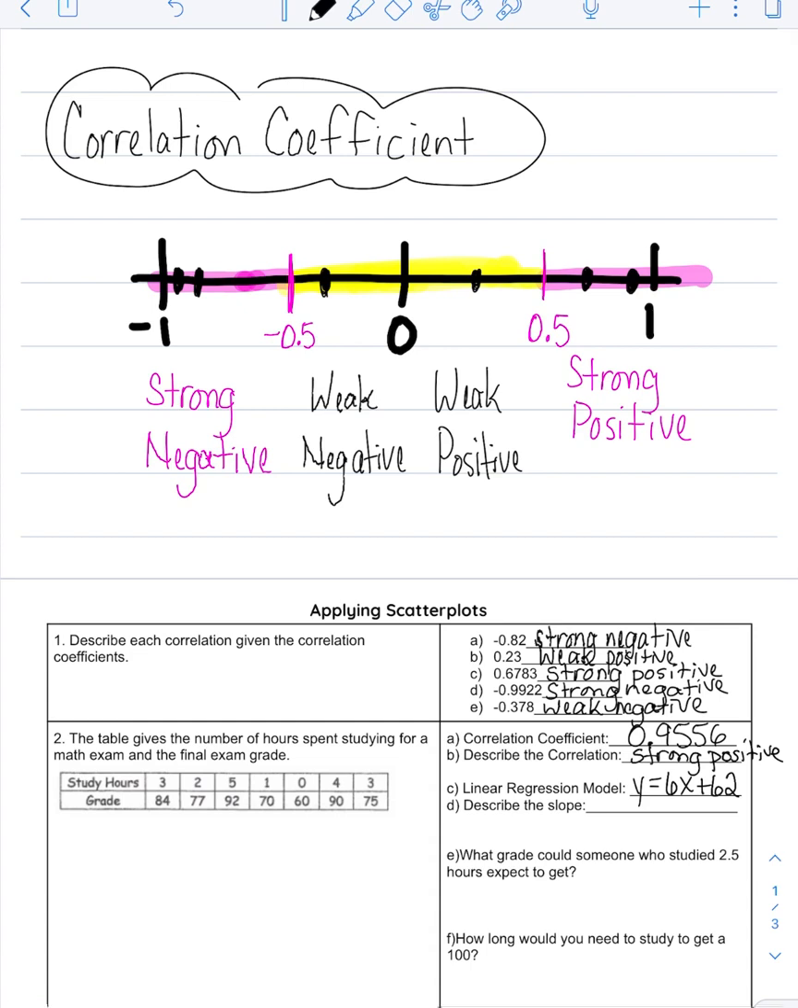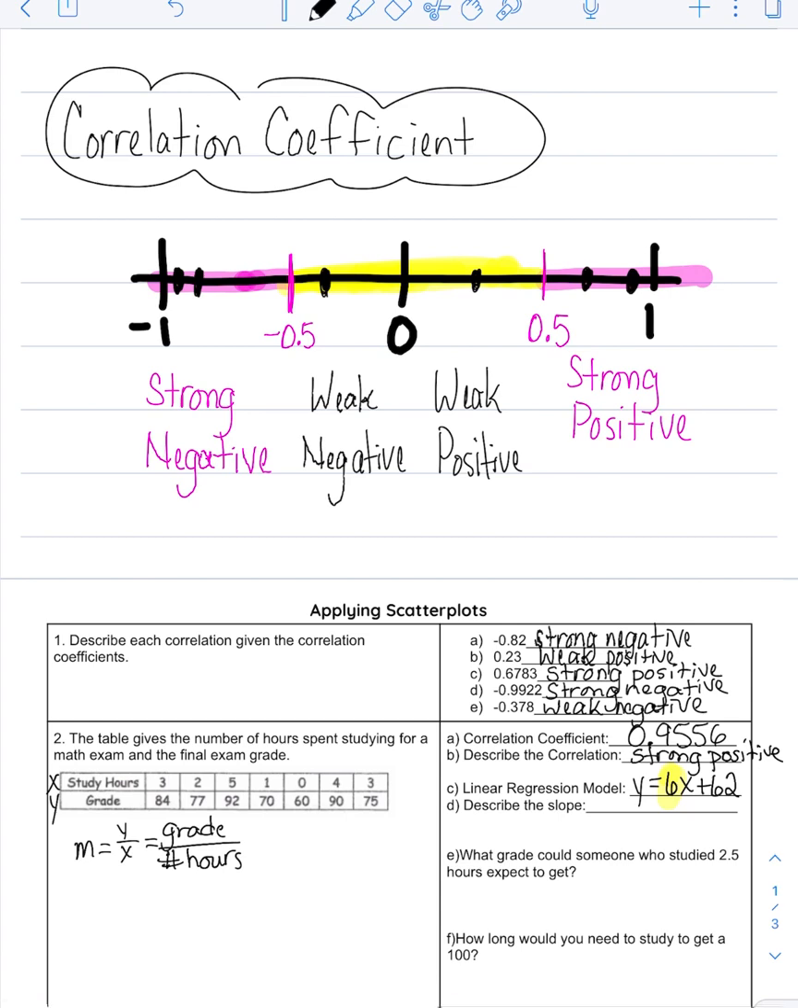Now let's take a look at our linear regression model. Part D says describe the slope. Well, we know the slope is 6. What two things are we comparing, guys? Here's how you describe your slope. Remember, the top is y and the bottom is x. Don't you remember that when we find slope, it's rise over run? What is my rise here? It's my grade. What is my run, or my x? The number of hours studied.